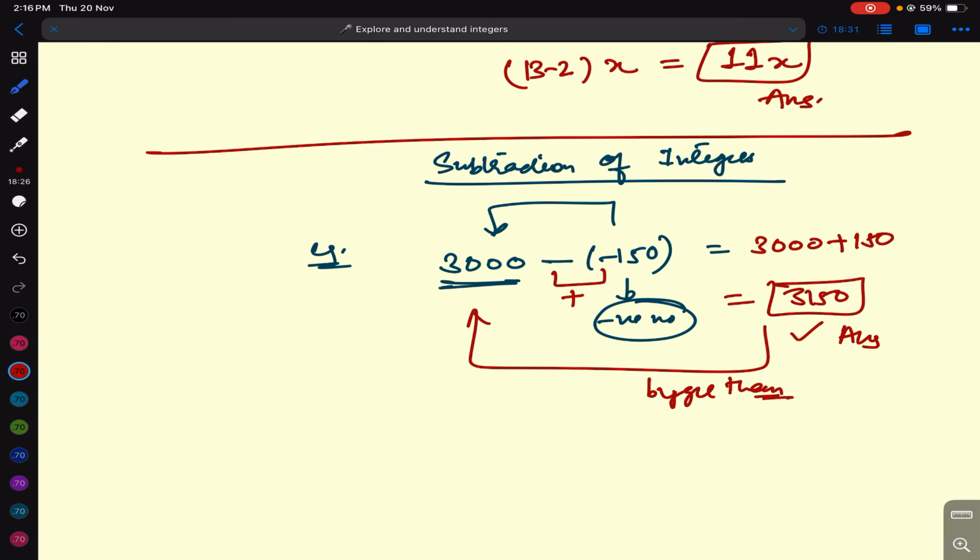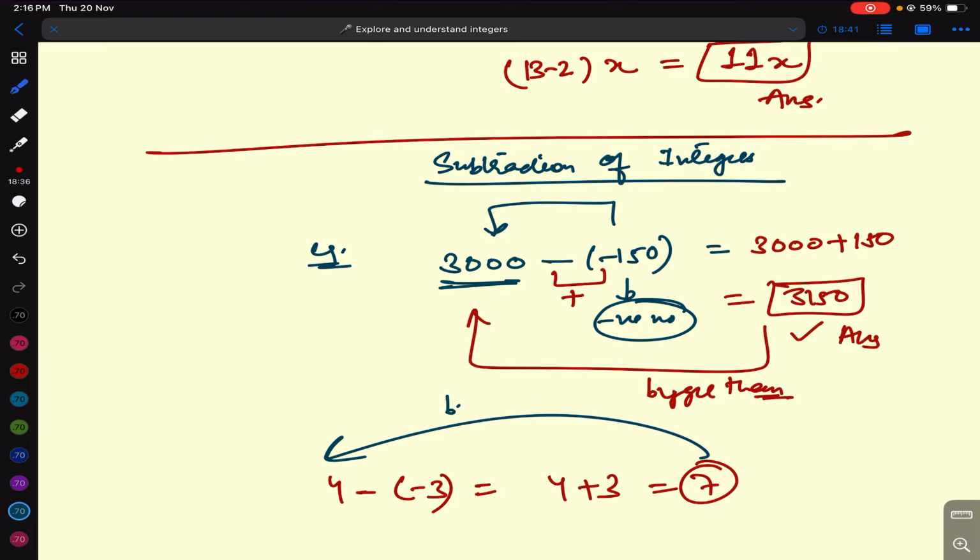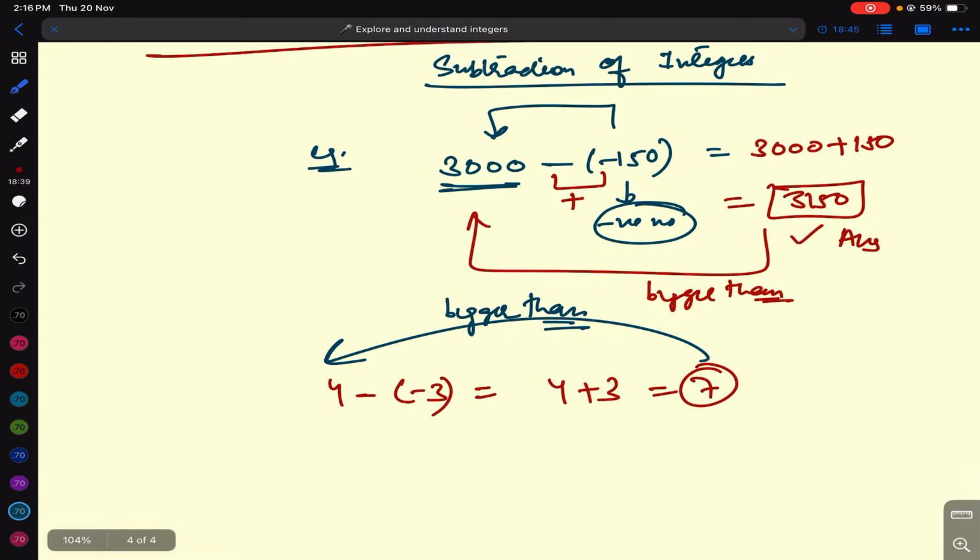Clear? Another example, let's say we are subtracting negative 3 from 4. So what are we getting? 4 plus 3, and that is 7. Now here 7 is bigger than 4. And what you were doing here, you were trying to subtract a negative number from something, which is 4. Okay, so this is your subtraction. I hope that is making sense. So when we try to subtract a negative number from something, that gives you an even bigger number.